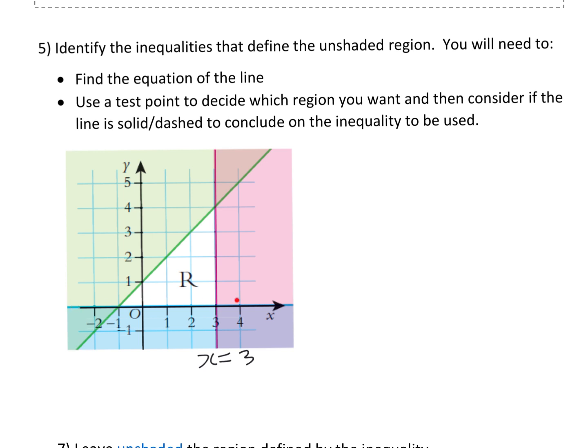The other boundary is the x-axis. But what's special about the x-axis is it cuts the y-axis at 0. The y value is always 0. So we call that line y equals 0.